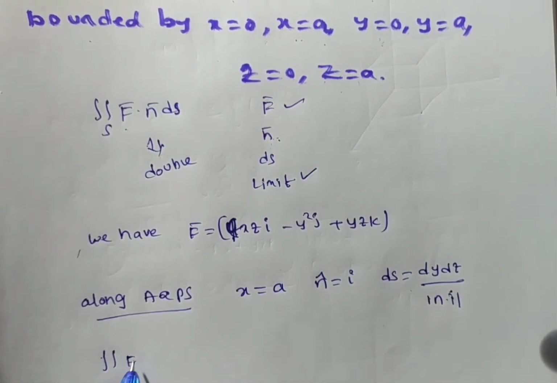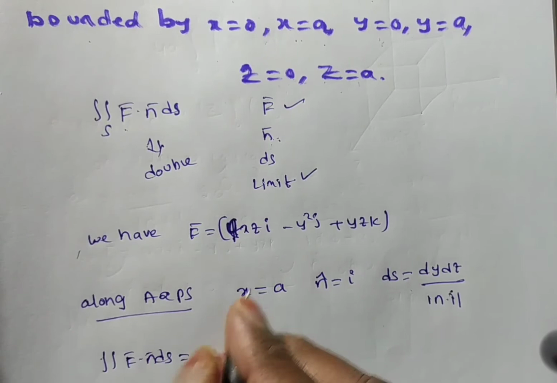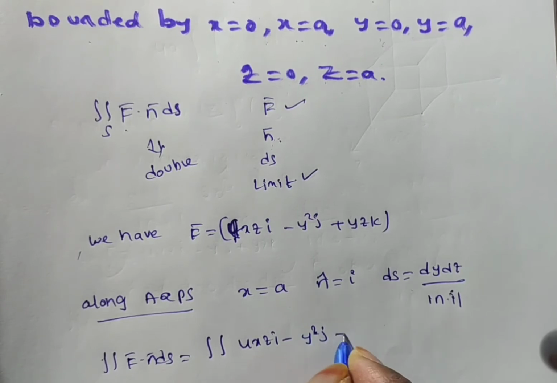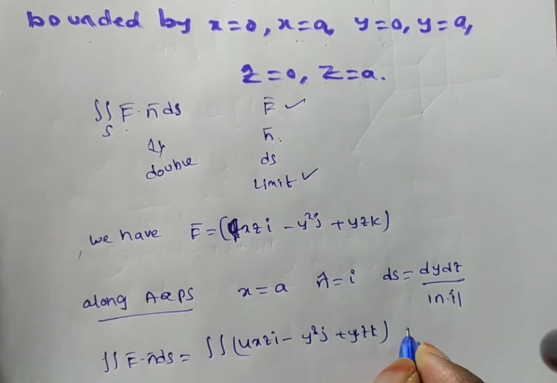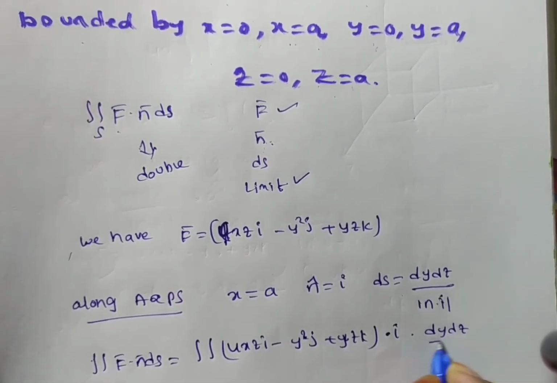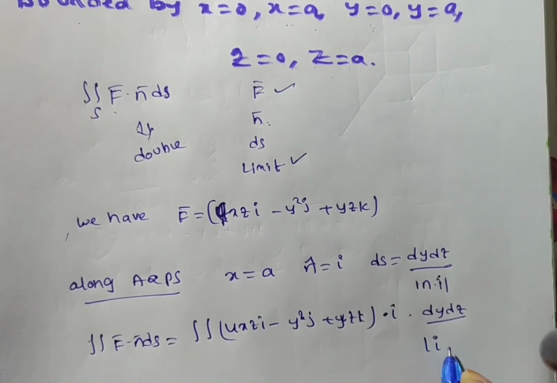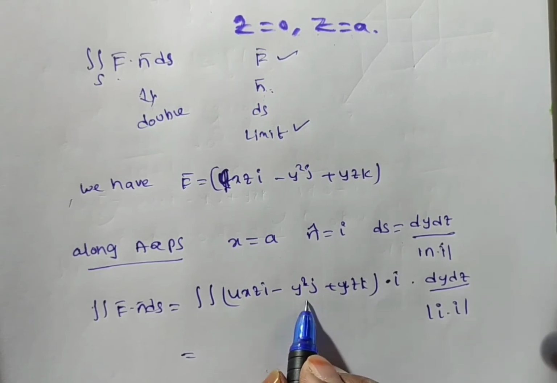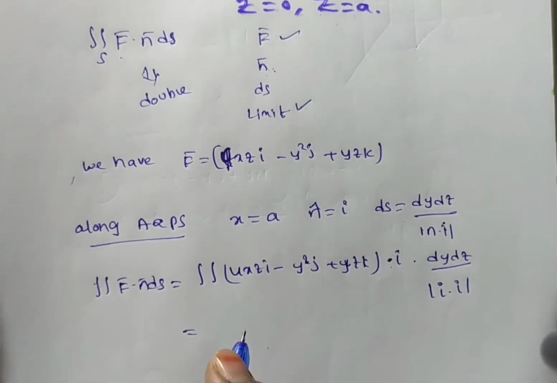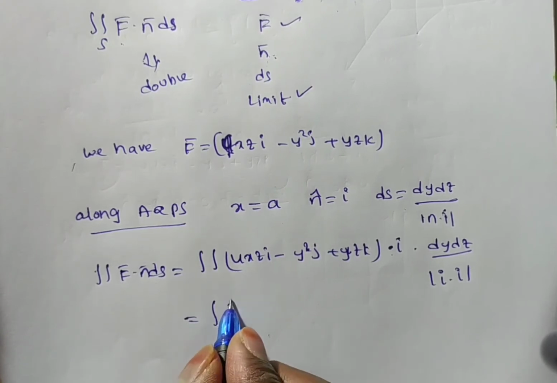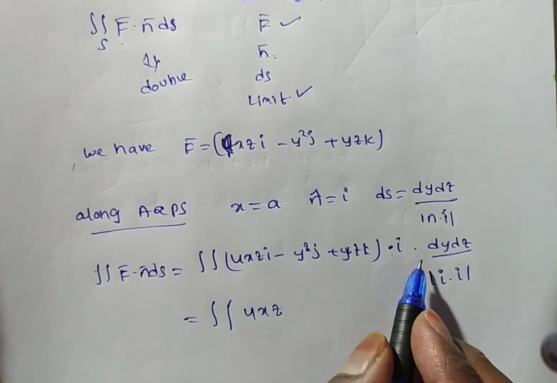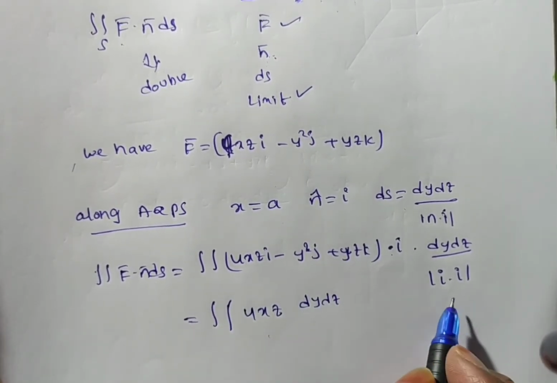Double integral over f bar dot n bar ds is equal to, f bar is here, double integral of (4xz i minus y square j plus yz k) dot i into ds. ds is nothing but dy dz by n bar dot i. We are multiplying with i only, so i dot j is 0, i dot k is 0. Only i dot i we will have. So in this case, the integral 0 to, first I will write here only 4xz into dy dz. i dot i is nothing but 1.